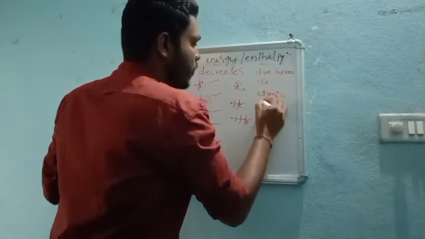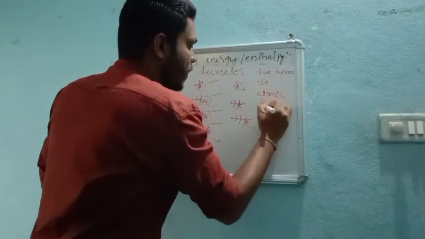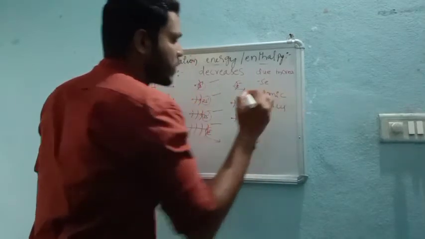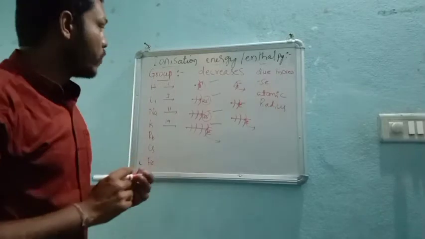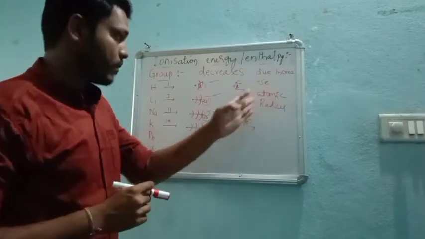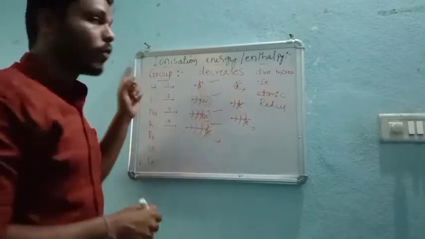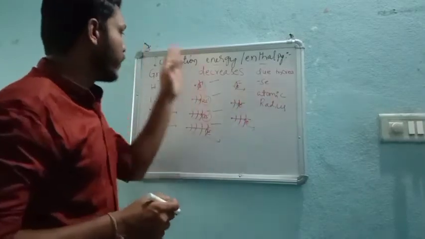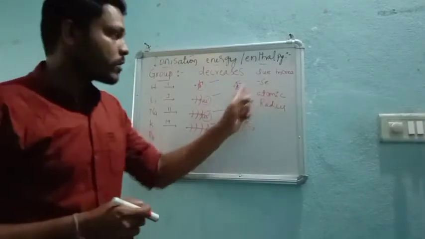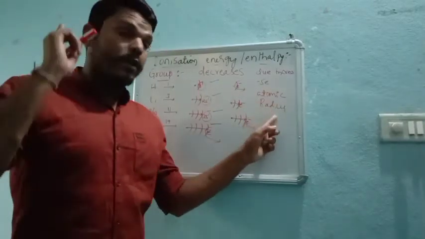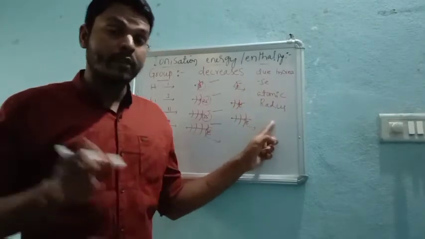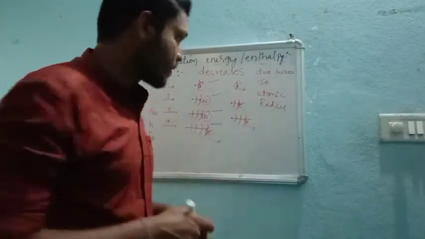So that's why I said atomic radius is very important. Once you know what atomic radius is and what its character is in a group and period, then automatically you can understand these concepts, right? So that's why atomic radius. If you have any doubt regarding atomic radius from the last video, definitely please ask, right?